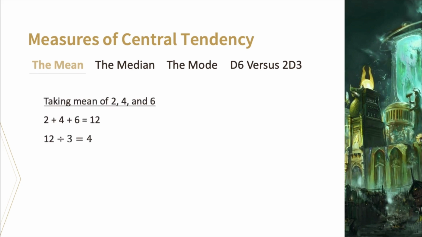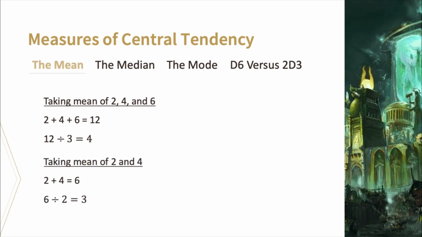For example, if we take the average of 2, 4, and 6, so 2 plus 4 plus 6 equals 12, divided by the number of terms, so 3, we get 4. This is pretty intuitive, as it's not only easy to compute, but our answer is actually one of our 3 values, the 4 itself.